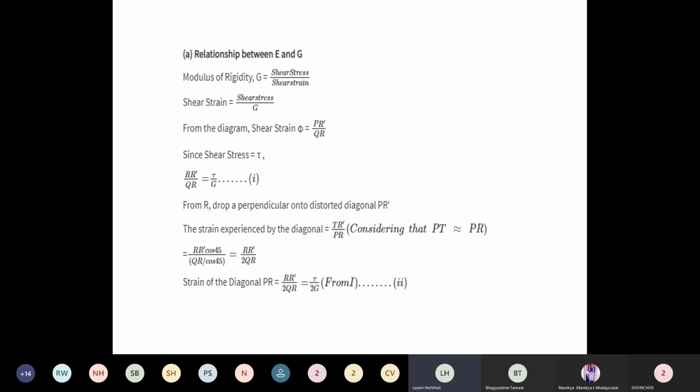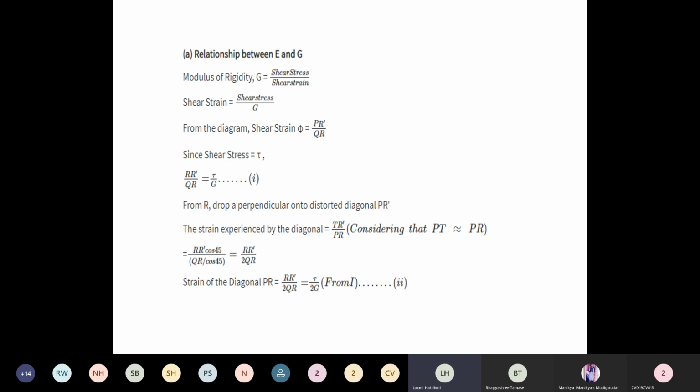Okay. Now from this I can write RR dash divided by 2QR, because cos 45 is 1 by root 2. So root 2, I'll take it as Q2. Root 2 into root 2 is nothing but 2. So RR dash divided by 2QR. Now finally, strain in the diagonal PR, I'll write it as RR dash divided by 2QR.